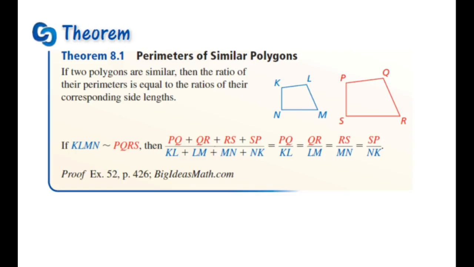So now here's our first theorem for this chapter. Theorem 8.1 is perimeters of similar polygons. If two polygons are similar, then the ratio of their perimeters is equal to the ratio of their corresponding side lengths. So if I know the ratio of their individual side lengths, I know that that is also going to be the ratio of the entire perimeter of each of the polygons.